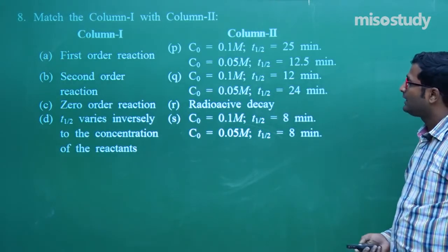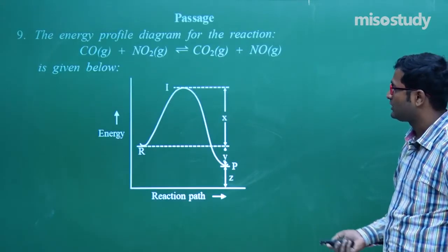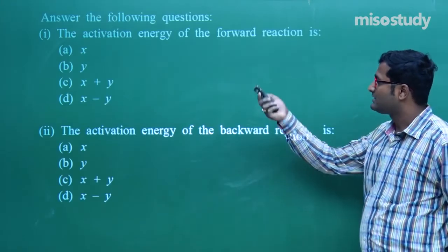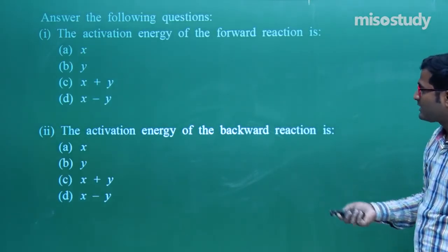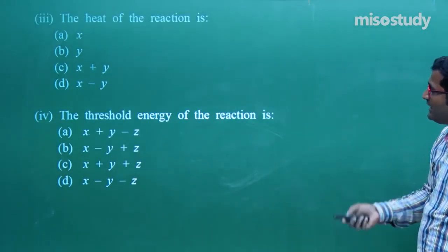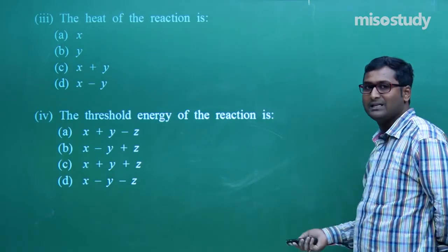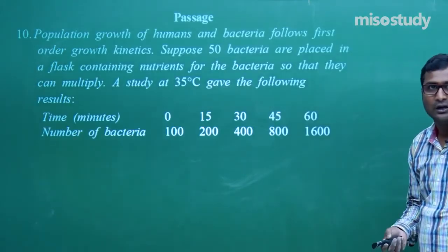Clear to you? Now the next one, question number 8, as I told you: A is X plus Y, the next one is Y, and this one is X plus Y plus Z, and I have discussed this question.